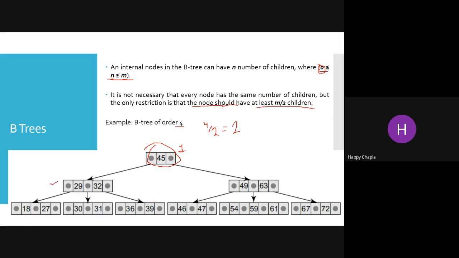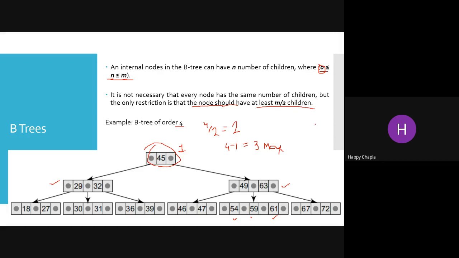So here this node contains 2 key values. Here this node contains 1 and 2, so 2 key values, it's okay. Here this node contains 2 key values, here 2, 2. But this node contains 3: 1, 2 and 3. Now what is the maximum size of a node? The maximum number of key values is 4 minus 1, so the answer is 3. This is the maximum number of elements you can store. Okay, so this is correct.